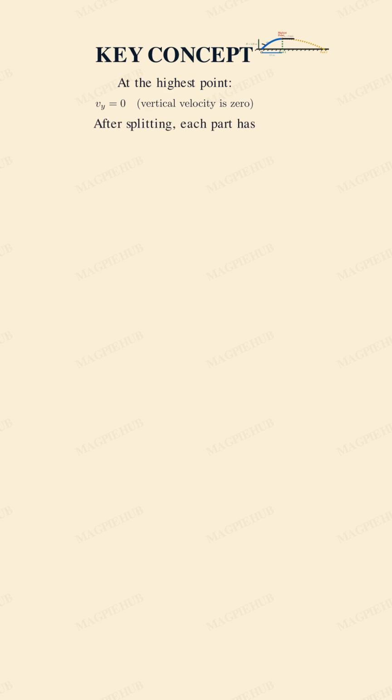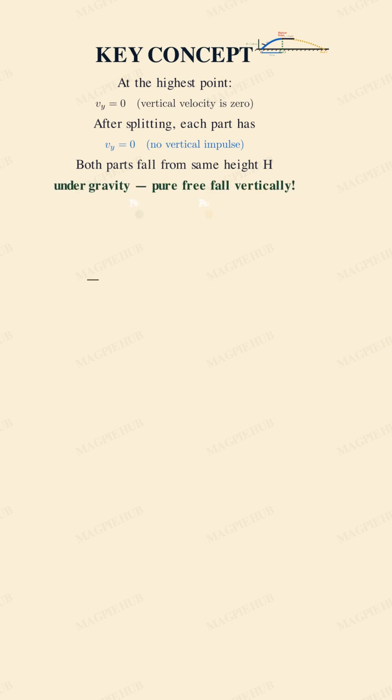The key concept here is free fall from the highest point. At the apex, the vertical component of velocity is 0. The splitting is an internal event, there is no external vertical impulse. So both parts start with 0 vertical velocity. Both parts fall from the same height h equals 1.25 meters under gravity alone. This means both parts take the same time t to reach the ground vertically.